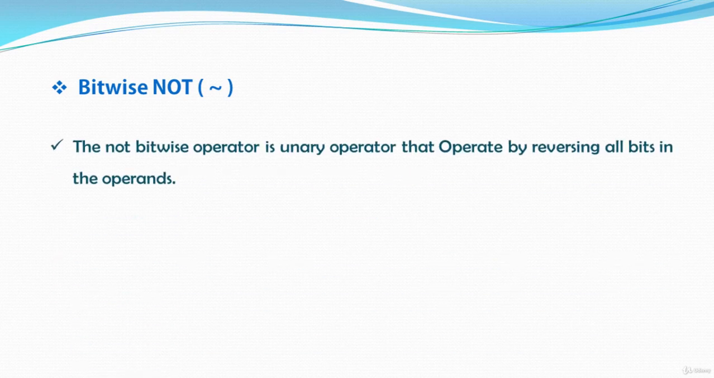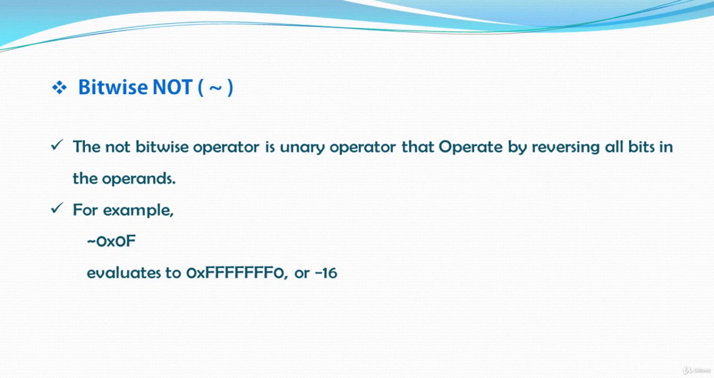The next operator is NOT. The NOT bitwise operator is a unary operator that operates by reversing all the bits in the operand. For example, when you execute this, you will get this result, or minus 16, right?